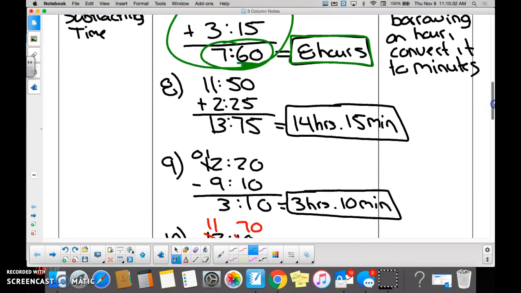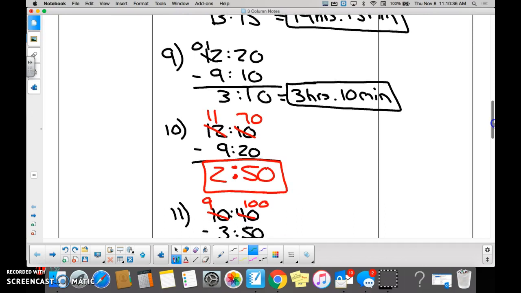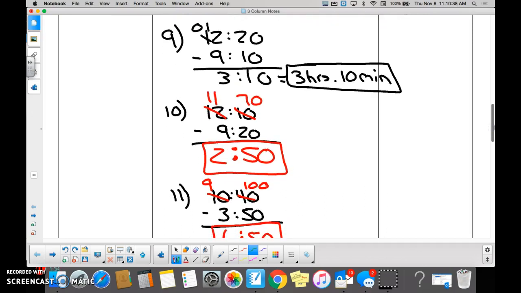Number 9 is subtracting time. Not a big deal until you get to number 10. What we did is we started with 12 hours and 10 minutes, and we subtracted 9 hours and 20 minutes. If we do this the traditional way of subtracting, 0 minus 0 is 0, all is good. Can't subtract 2 from 1. We borrow here, we make this 11. 11 minus 2 is 9. We're like, whoa, that seems weird, because now we're talking 90 minutes, right?